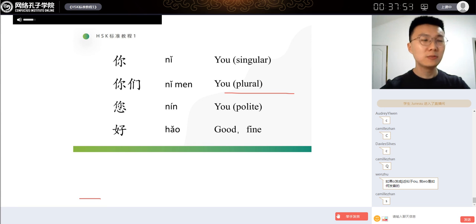And if there are more than one person, two people or three students, we should use 你们, which is plural. 你们. And if you are greeting your boss or someone older than you, you'd better use 您. 您 is a polite way to say you. 您. Okay, now please read after me.